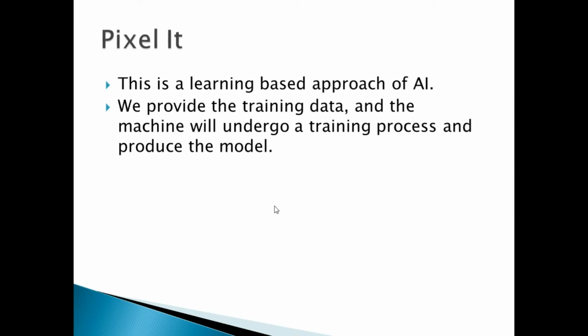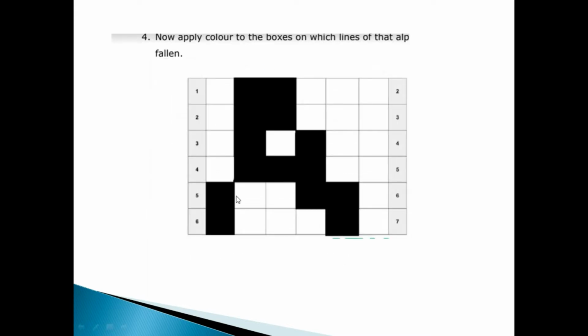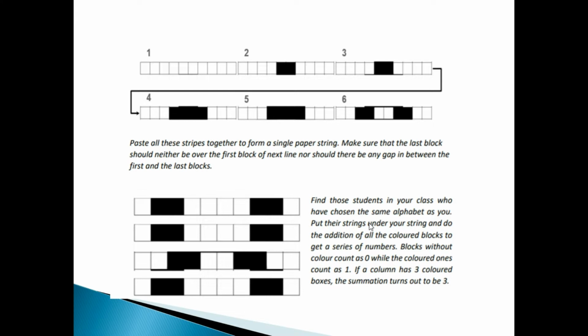Another learning-based approach in AI is pixelation. Now here, consider I want to identify some handwritten alphabets. So this is a handwritten alphabet. I put it on the grid, and after that I color the grid options wherever there is alphabets, and then I go about joining these, and finally I'll be able to identify the similar alphabets.